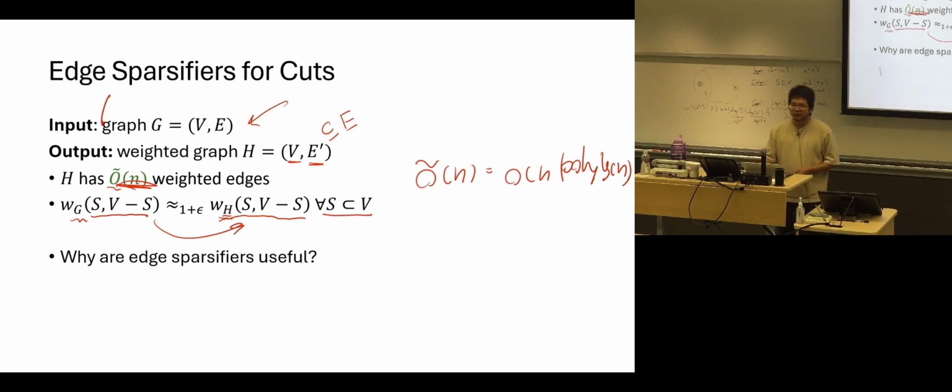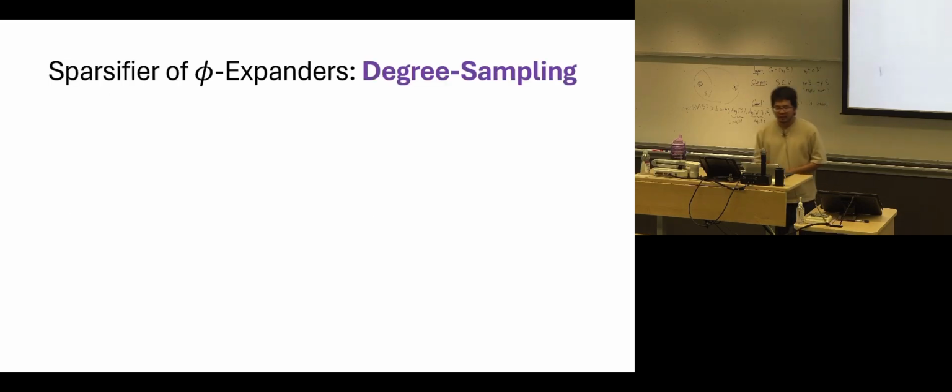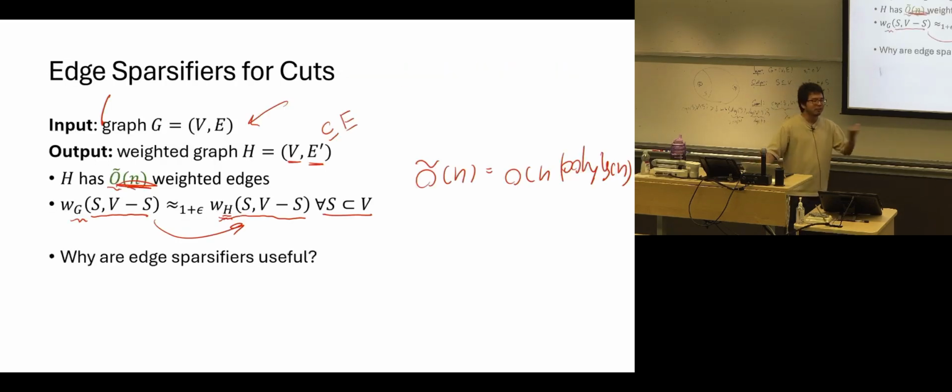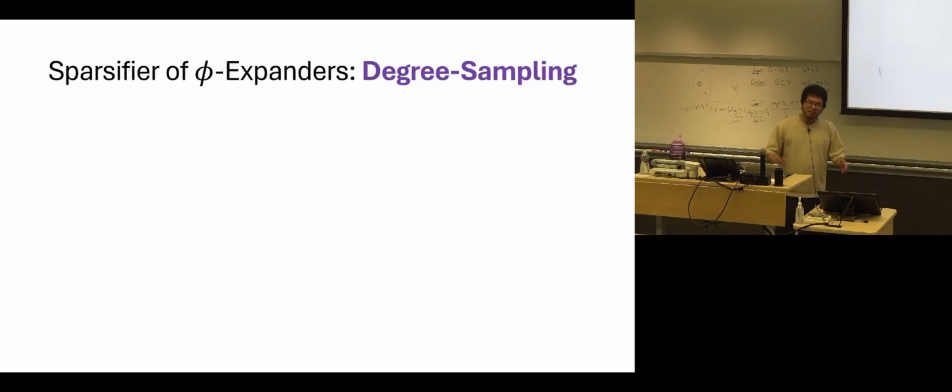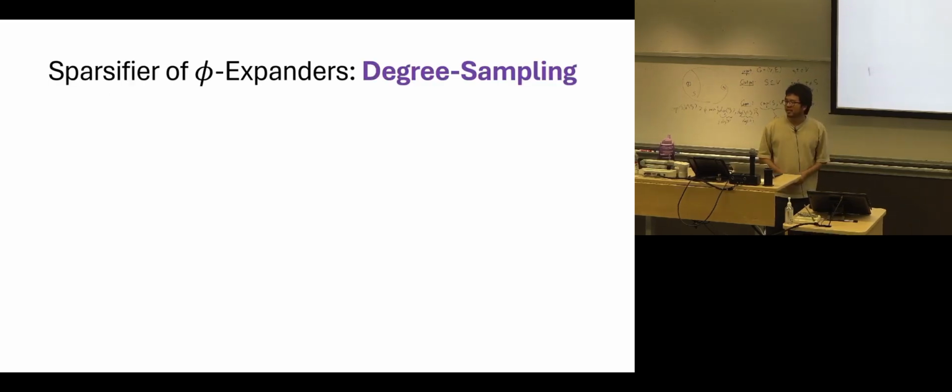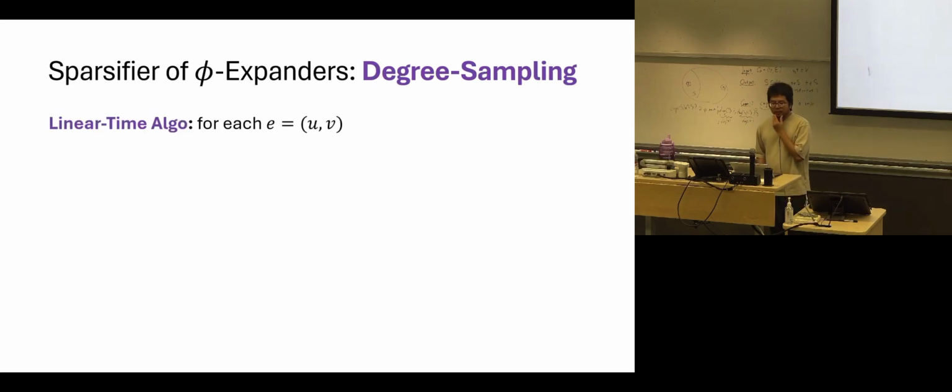All right. So let me tell you how to solve this. We're going to show how to do this, and the pattern is the same. Let's solve it on expanders, then do it on a general graph. So on expanders, it's going to be simple. There is a linear time algorithm for it. And the algorithm is just this.